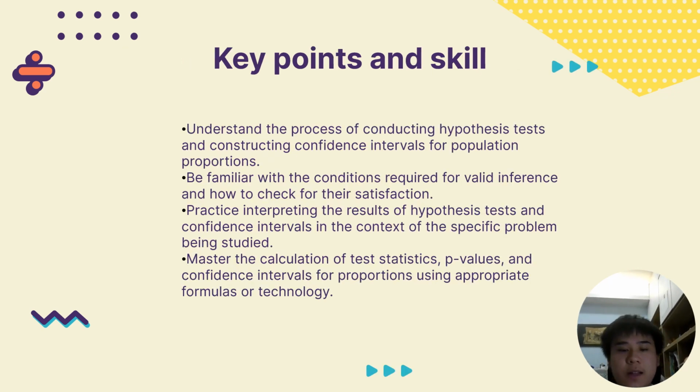Key points and skills. Finally, understand the process of conducting hypothesis tests and constructing the confidence interval for population proportion. You still need to be familiar with the conditions required for valid inference and how to check for their satisfaction. Be sure to check all those conditions. Super important. Practice interpreting the results of hypothesis tests and confidence intervals in the context of specific problems being studied. You'll be able to master the calculation of the test statistic, the p-value, and confidence interval for proportion using appropriate formulas or technology. TI-84, your weapon.